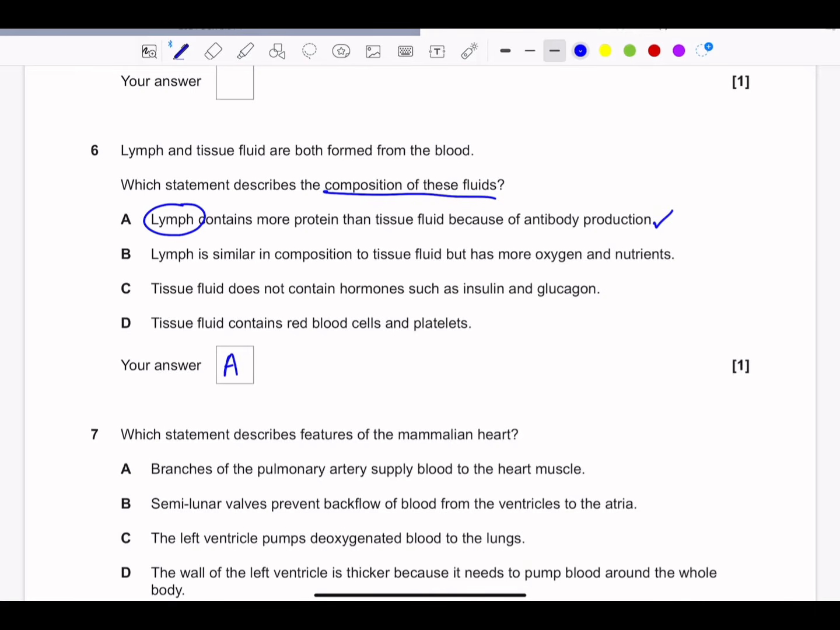But just to disregard the others: lymph is similar in composition to tissue fluid, but has more oxygen and nutrients. Not true, because tissue fluid is formed from blood under high pressure, so when hydrostatic pressure is high, and that's coming from the arteries, which contain oxygenated blood. So tissue fluid would have more oxygen. C is tissue fluid does not contain hormones such as insulin and glucagon. That is not true, because how else would both these hormones actually reach the cells if not part of tissue fluid? And D is tissue fluid contains red blood cells and platelets. Not true either, because these things are too large to leave the capillaries.